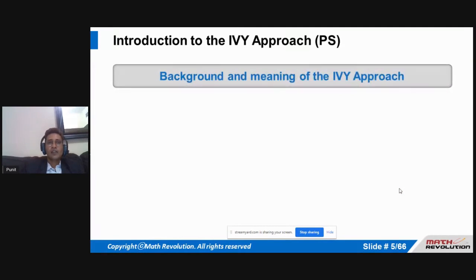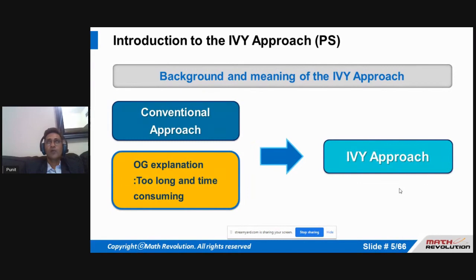And I'll start with the introduction to the IV approach. What is its background? What made us come up with this IV approach exactly? What was it that we thought not to solve through the conventional approach? Time was one, yes, definitely, because it was taking a long time to solve a particular question through a conventional approach. But again, IV, what is its meaning? And everything is something we will talk about.